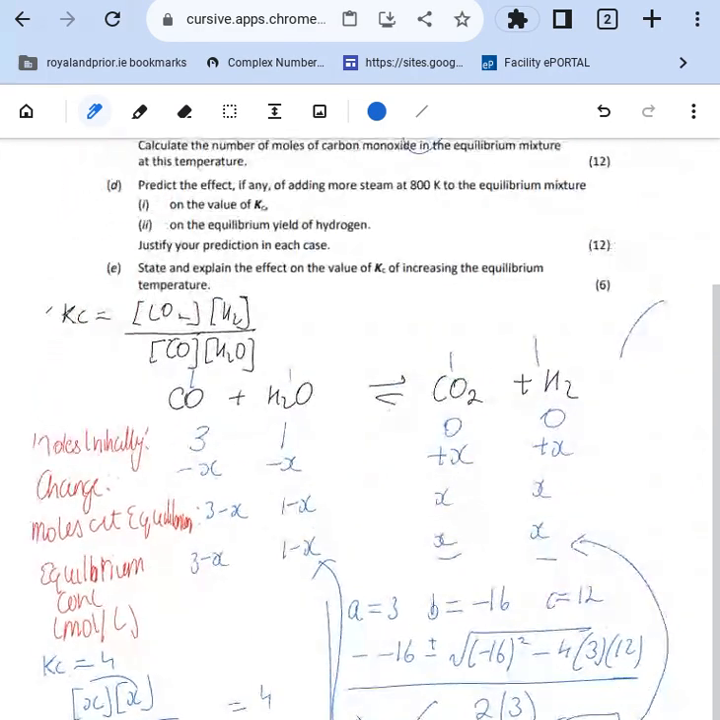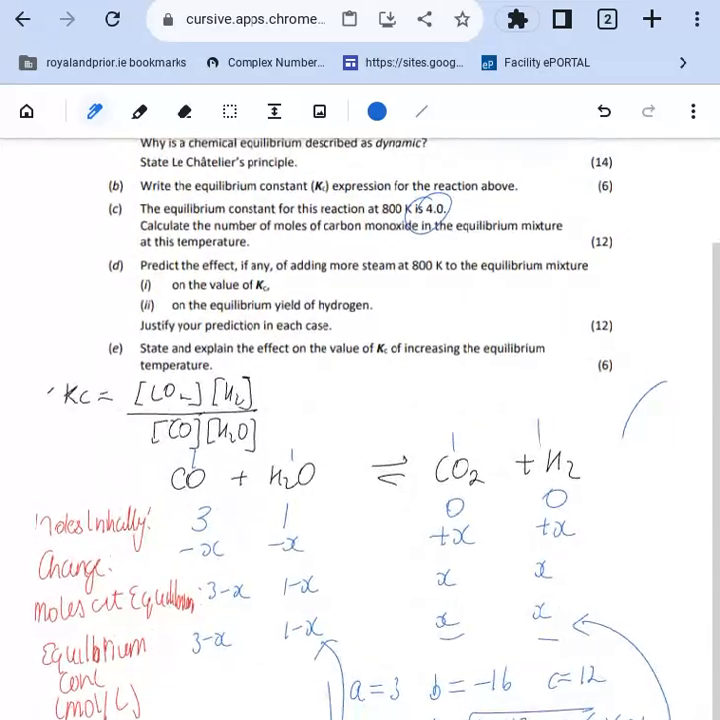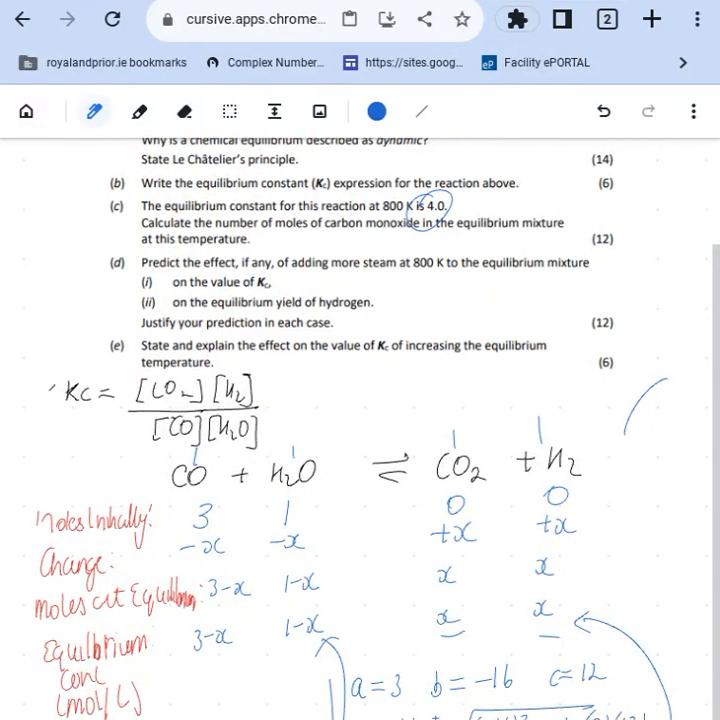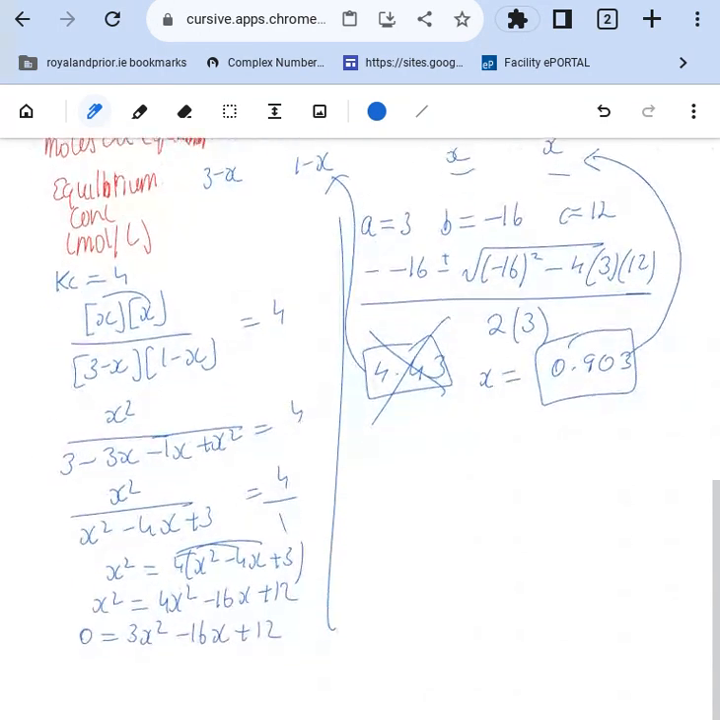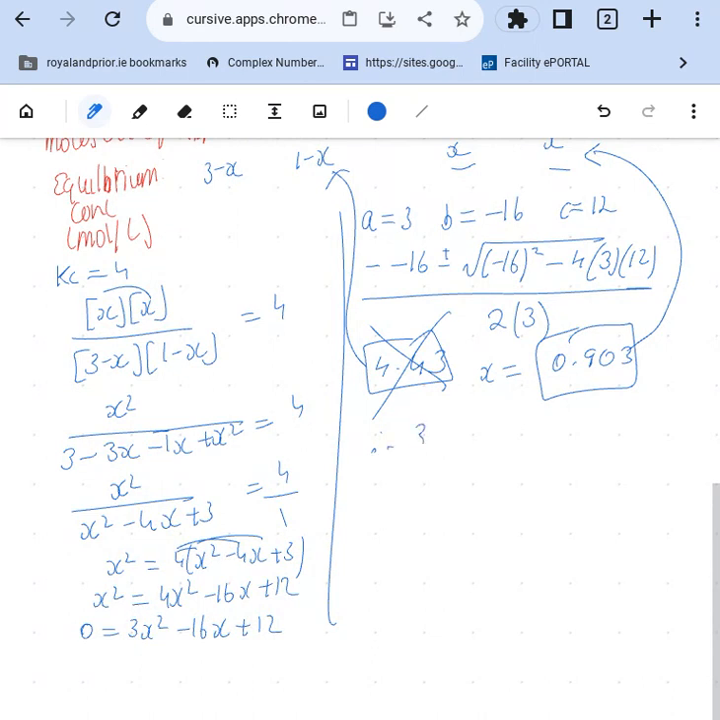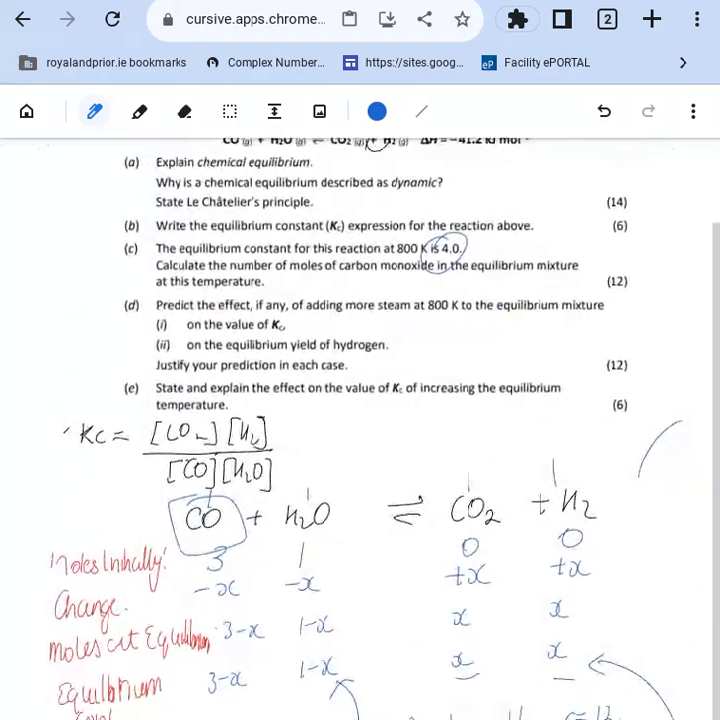I don't know what they've asked me again. So calculate the number of moles of carbon monoxide in the equilibrium mixture. So carbon monoxide is my first reactant I wrote down. So it's 3 minus x. So 3 minus 0.903. And when you put that in, I'm getting 2.097 moles per litre, whatever you like. Now they're just looking for that answer, 2.097. Good, didn't work out the worst.